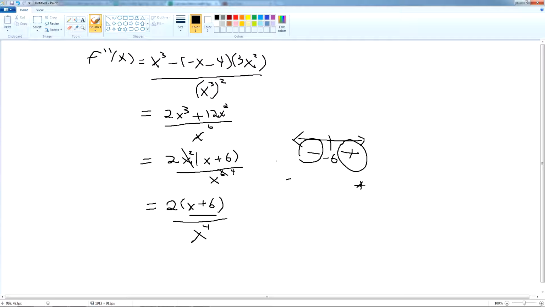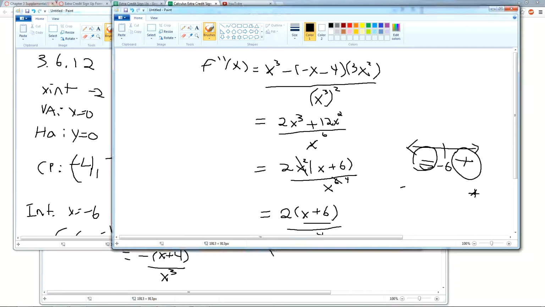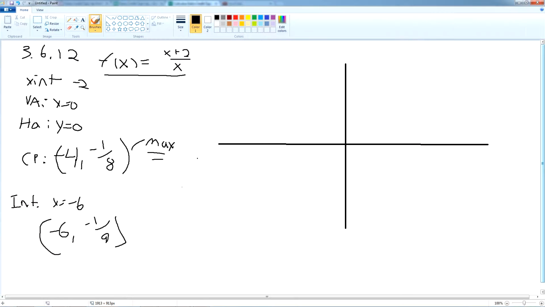So everything less than negative 6 is going to be negative, I guess concave down, and then everything above negative 6 is positive, concave up. So looking back at your original, you plug in negative 6 and you get negative 1 over 9. So this means you have an inflection point at negative 6, negative 1 over 9, where it changes from concave down to concave up. Okay, so let's graph.